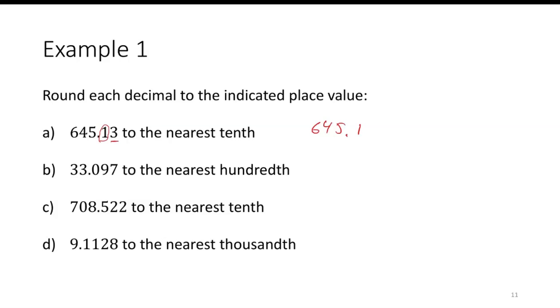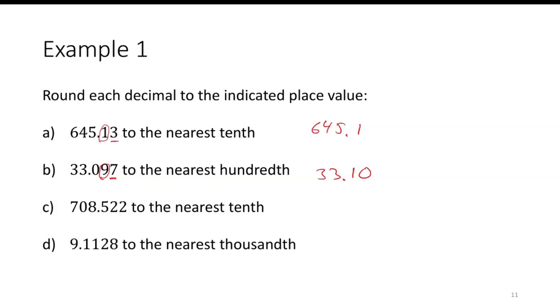33 and 97 thousandths to the nearest hundredth, I would round. This 9 here is my rounding digit, and the test digit is the 7. Since that's more than 5, I'm going to round up. And this becomes 33 and 10 hundredths. So it was 33 and 9 hundredths, round up to 33 and 10 hundredths.